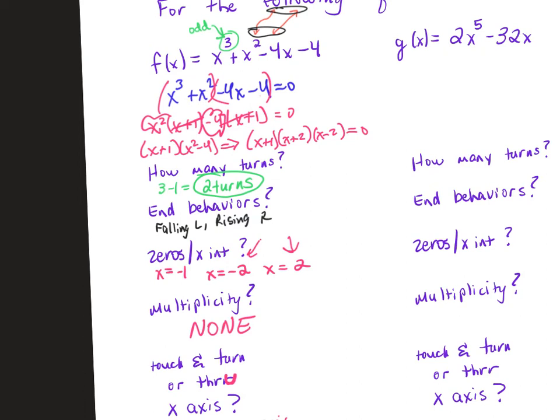Miss Meadows, aren't there 2 x plus 1s though? No. When you get to this point, this is the new GCF of your equation.